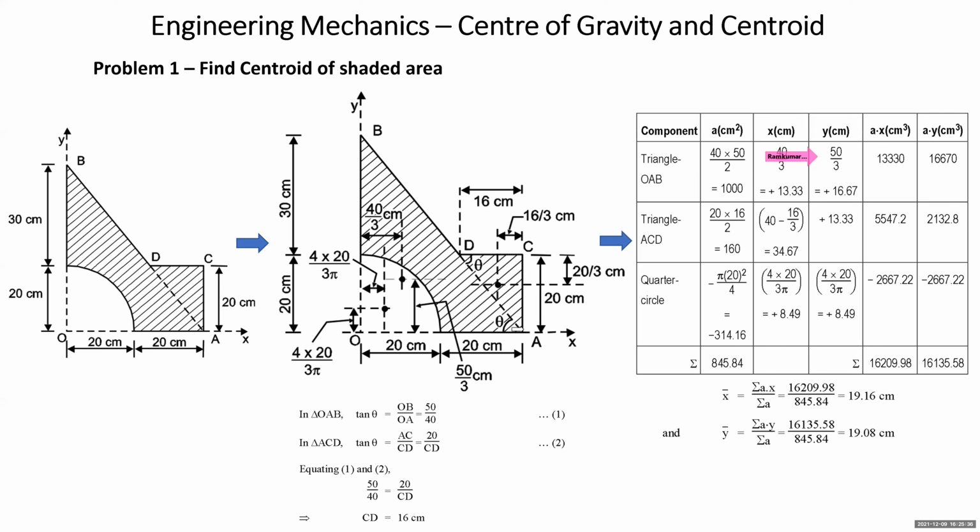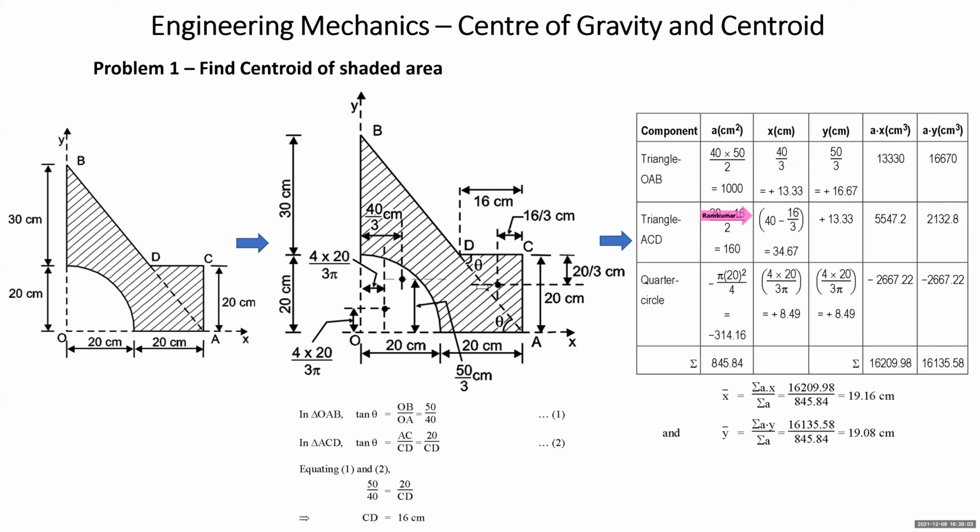Now we come to triangle ACD. In triangle ACD, this is your centroid. This point is right of the y-axis, so the x coordinate is positive. So this point is at what distance away from the y-axis? Total is 40 minus 16 by 3. This is right of the y-axis by 40 minus 16 by 3. So this is going to be your x coordinate.